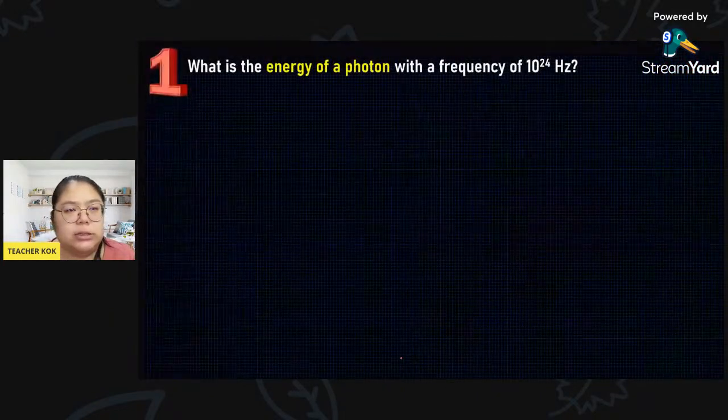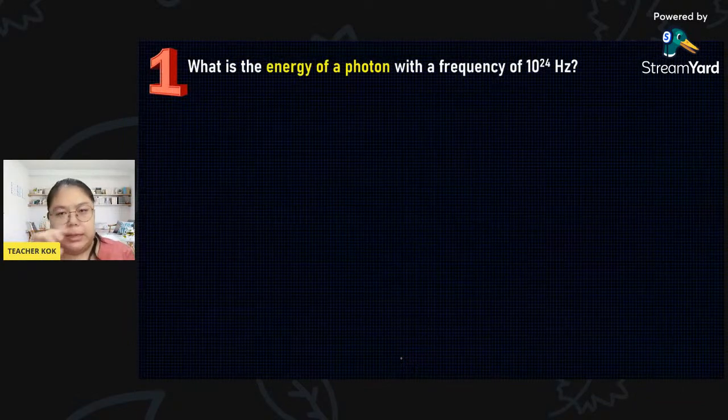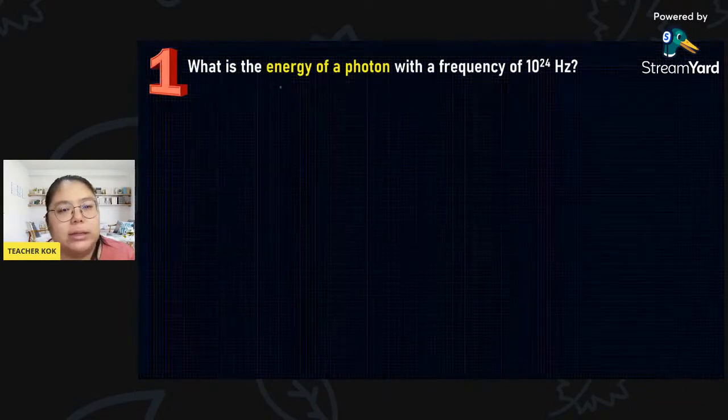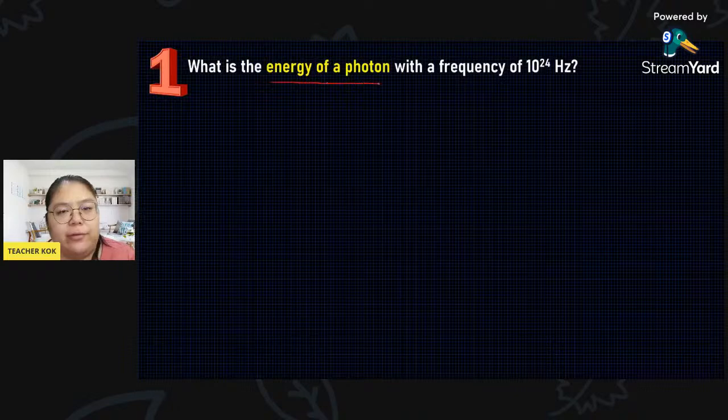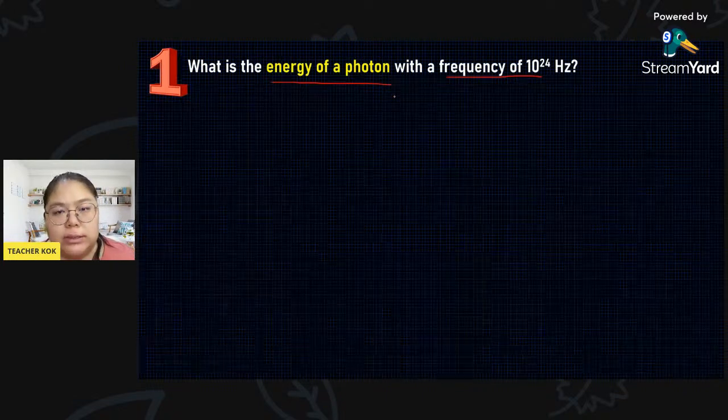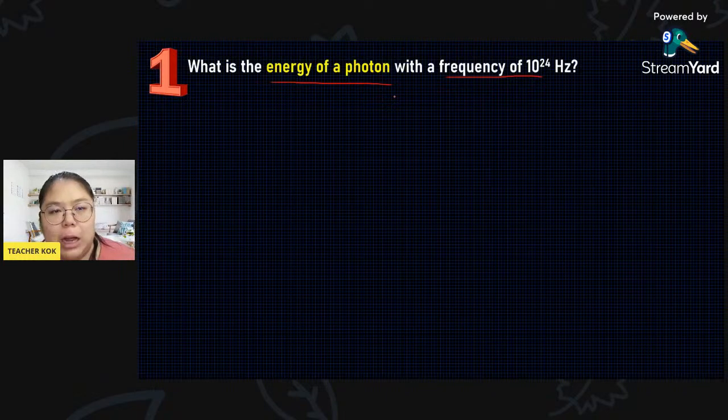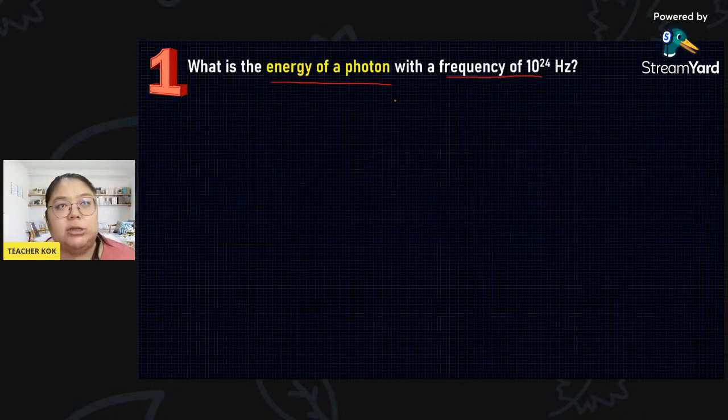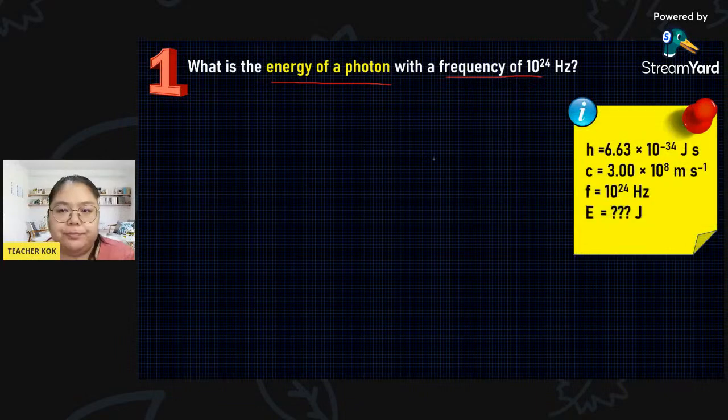Okay, then we go to the next example. This one is question 1 already, no example. So what is the energy of a photon with the frequency? The question gives you frequency. They want to find energy. So never talking about power, never talking about lambda. Only energy and frequency. So normally we use the first formula from Planck, the photon energy.